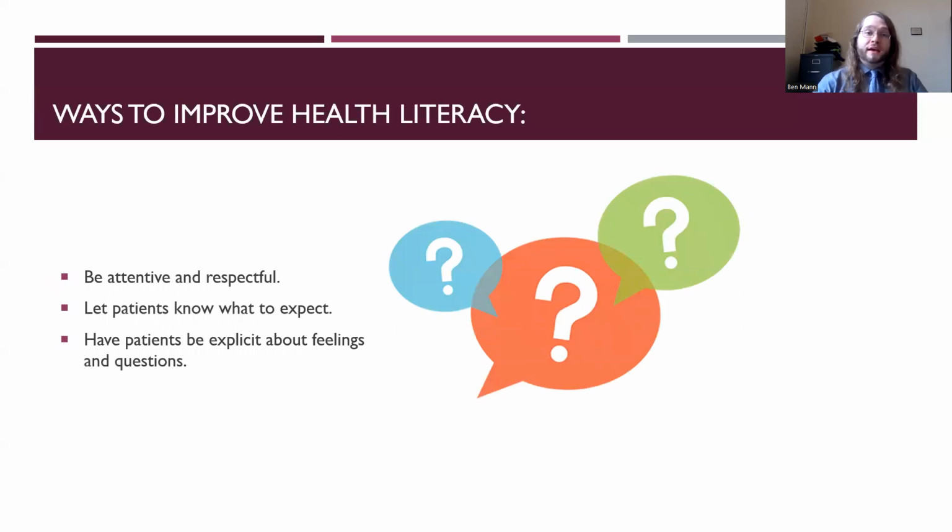In terms of improving health literacy, there's a few different things that we can do. First of all, being attentive and respectful, recognizing as a provider that somebody is not going to come in with the same knowledge that we might think that they do going in, and that's okay. Letting patients know what to expect. What are they looking for from the encounter? What are you hoping to get out of a session? And having patients be explicit about their feelings and questions. Again, creating a sense of comfort and a sense of shared understanding about what the patient's experiences are and how that might impact their access to healthcare.